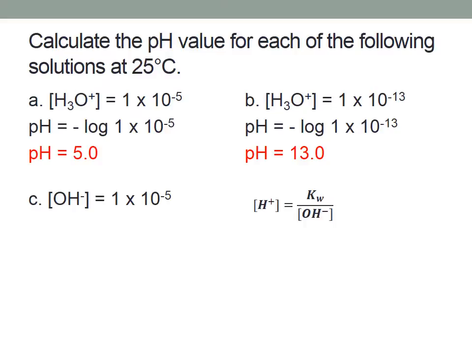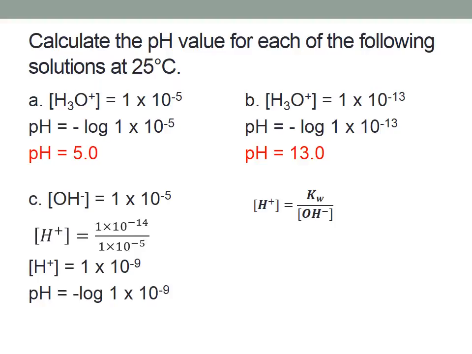So first of all, we need to calculate our hydrogen ion concentration. Kw divided by hydroxide ion concentration. So we find our hydrogen ion concentration, which is 1 by 10 to the minus 9. And we find a negative log of that number, and that will give us a pH of 9.0. So that tells us that solution is basic because pH is greater than 7.